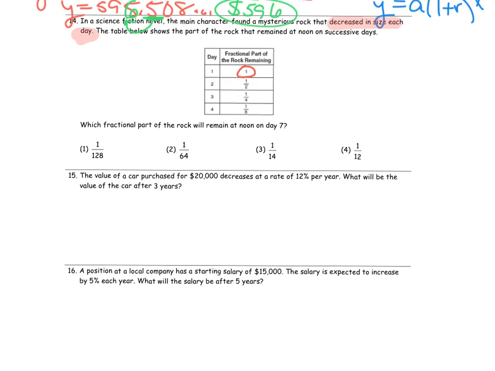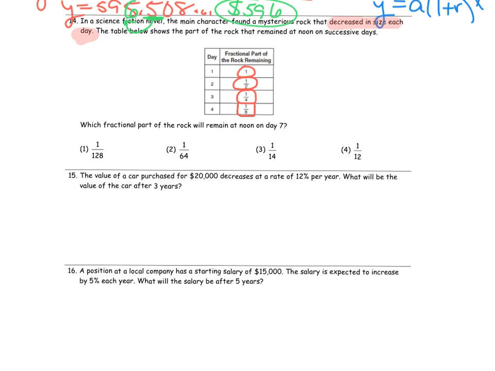All right. On day 2, we see half of the rock. Right? On day 3, I see a 1/4 of the rock. And on day 4, I see 1/8. So we went from 1 to a half to a 1/4 to an 1/8. Do you see a pattern?